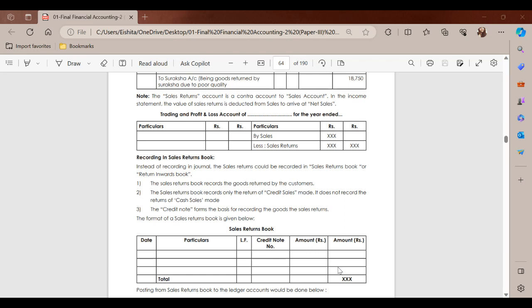Just a minute. I will draw this calendar for you.